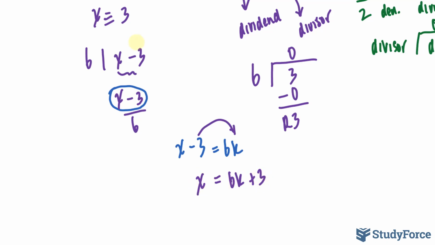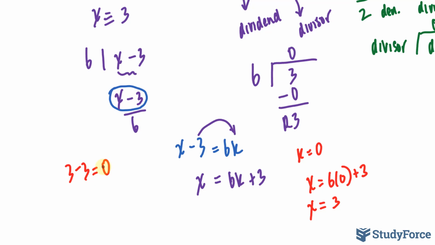Just to give you an idea of how this works, let's set k equal to 0. If I substitute k into this equation that I just made, I end up with x is equal to 6 times 0 plus 3. x is equal to 3. Substituting that 3 back into this expression gives us 3 take away 3. Let me show you that. That's equal to 0. Because 0 is a multiple of 6, 6 divides 0, so the expression we found works. And that's the answer to the problem.